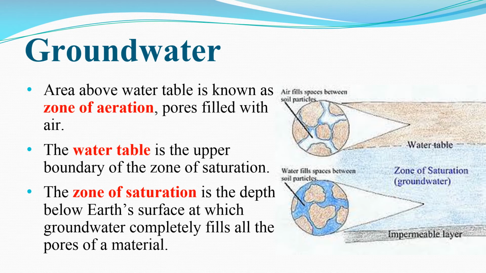This is this area. Now the water table is the upper boundary of the zone of saturation. So this little line right here is considered your water table. The zone of saturation is the depth below that water table. This is when water fills the spaces between the soil, not air. The zone of aeration is when air fills it.